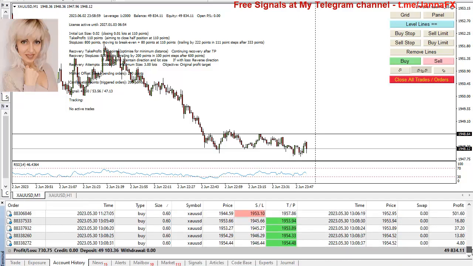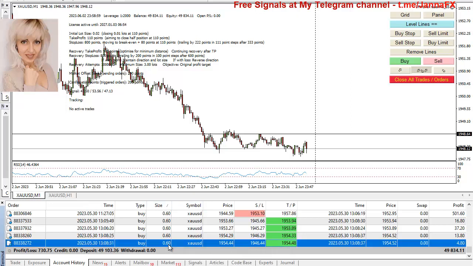As you can see, guys, the lot size during this month, few weeks, increased up to 0.60. I don't want to increase the lot size with the starting one, because I want to see how big the lot size will go, because of course in the EA it's possible to regulate the lot size.